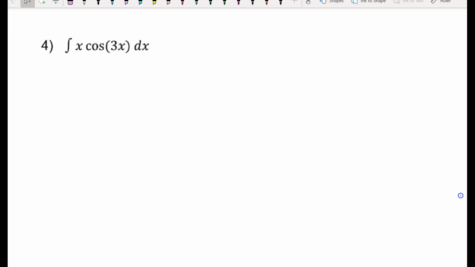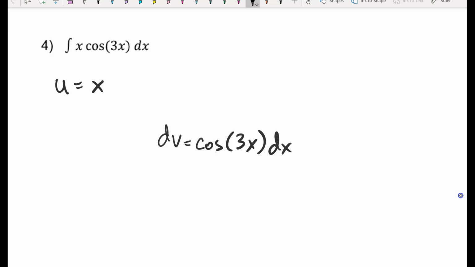Now we have a couple of constants we need to deal with. But this looks pretty similar to x times sine of x, and you'll notice structurally it really is. Again, I'm going to make u x, my algebraic term, and I'm going to make dv cosine of 3x dx. Now, du is pretty simple to solve, right? And that's just dx. The real question is, how do I take the antiderivative of cosine of 3x?